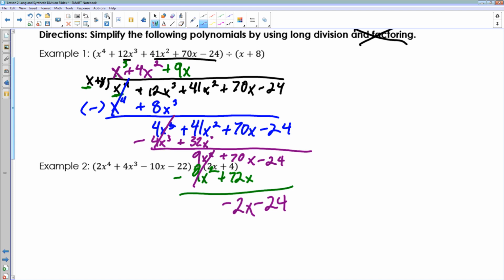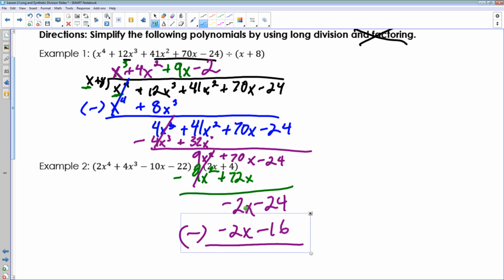Sorry, I erased part of my x there. So we are going to multiply by negative 2. So negative 2 times x is negative 2x, and negative 2 times 8 is negative 16. Now we're subtracting. So remember, when we're subtracting a negative, really it becomes plus a positive. So my signs change there. So negative 2x plus 2x, that goes away. Negative 24 plus 16 is negative 8.